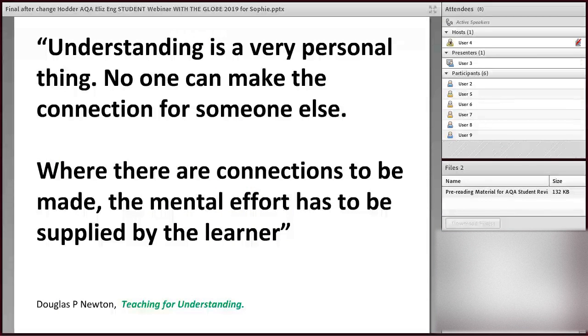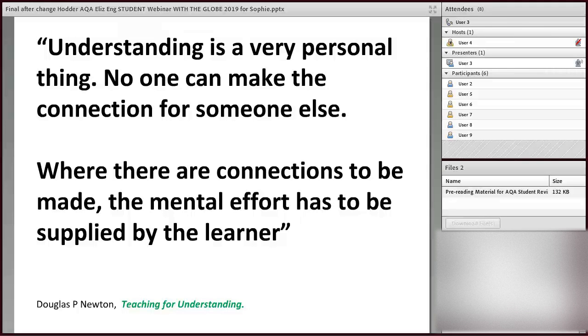Now, the difficulty is, this is the sad reality, guys, nobody can do this for you. A fabulous book about teaching by a guy called Douglas P. Newton has this wonderful phrase: where there are connections to be made, the mental effort has to be supplied by the learner. So you've just got to do it.